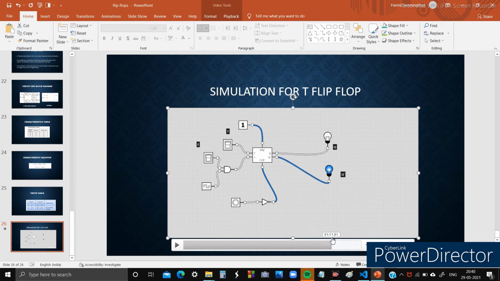Simulation for T flip-flop. We can very well see that we have used two toggle switches, one clock pulse, one push button, one NOT gate, two bulbs, one high constant, and a T flip-flop block. By giving 1 in E, 0 in T, we get Q bar as 1, Q as 0. By giving E as 1, T as 1, clock pulse being 1, we get Q as 1 and Q bar as 0.